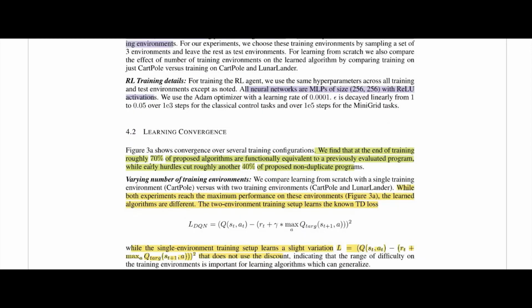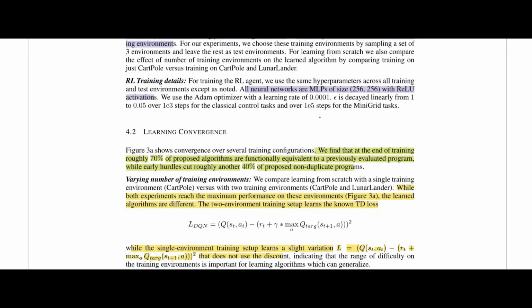At the end of training, they saw that roughly 70% of the algorithms are functionally equivalent to previously validated programs. So 70% of the algorithms found were algorithms which it had found before itself. So this means there's a lot of redundancy. It is both good and bad.